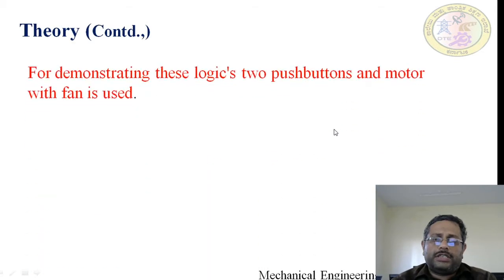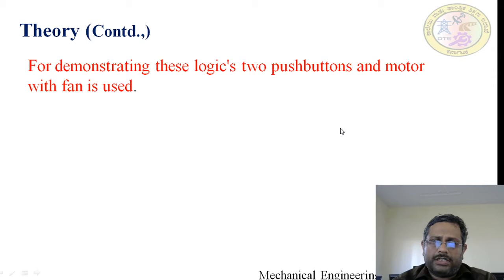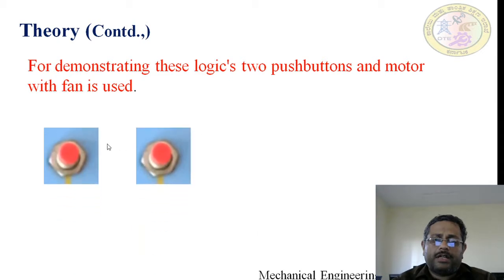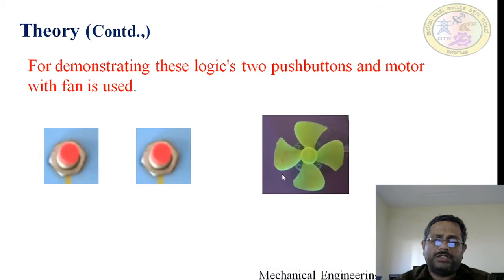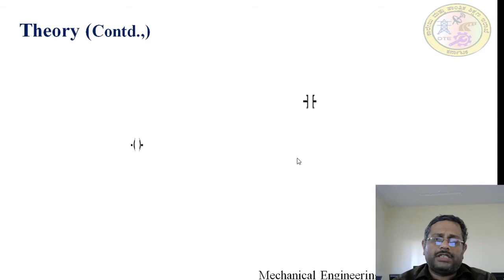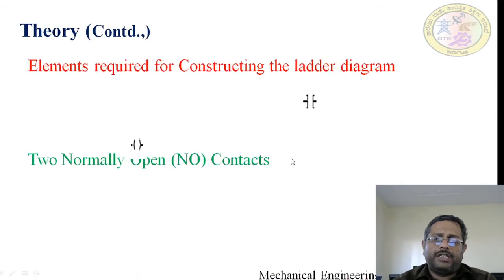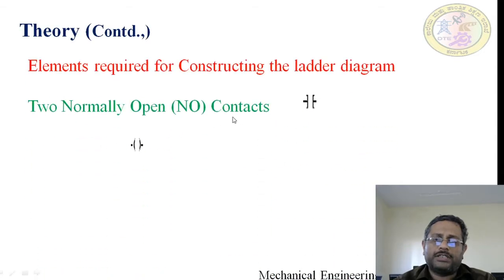And to construct, for demonstrating these logics, two push buttons and a motor with fan are used here. These are the two push buttons connected to switch 1 and switch 2, and this is the motor connected to the output. And to construct the ladder diagram, we require two normally open contacts, that is NO contacts, and one coil.